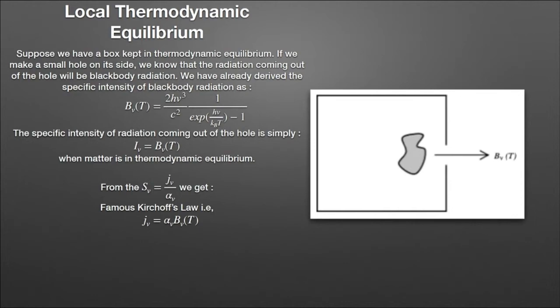And this is for a special case when we have taken thermodynamic equilibrium. Now from the equation for the source function, we get the famous Kirchhoff's law: the coefficient of emission j v is equal to alpha v B v(T). So now what is the significance of these equations?